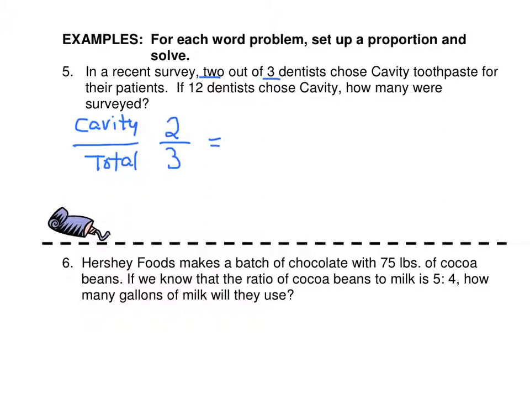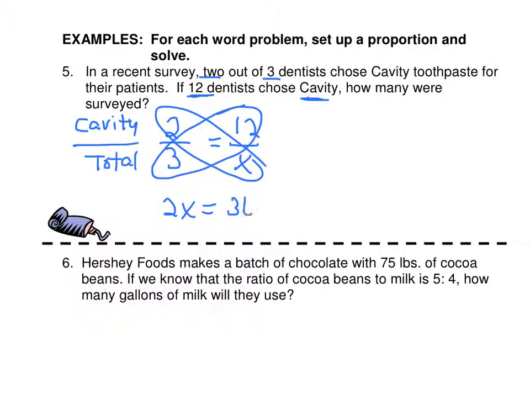All right, so then it says if 12 dentists chose cavity, that means 12 would go on top where cavity is. How many total were surveyed? So that's easy. Now we just do cross products to solve. So I would do 2x is equal to 3 times 12, which is 36. Then I would divide by 2. And so 36 divided by 2, we get x equals 18. So 18 dentists were surveyed. And you can write that down. 18 dentists were surveyed.